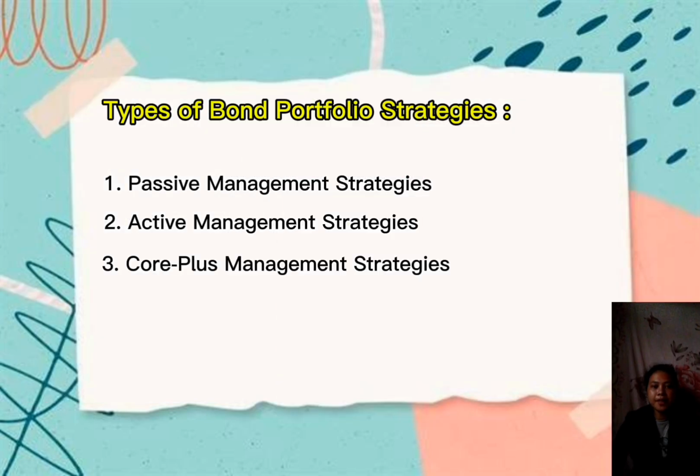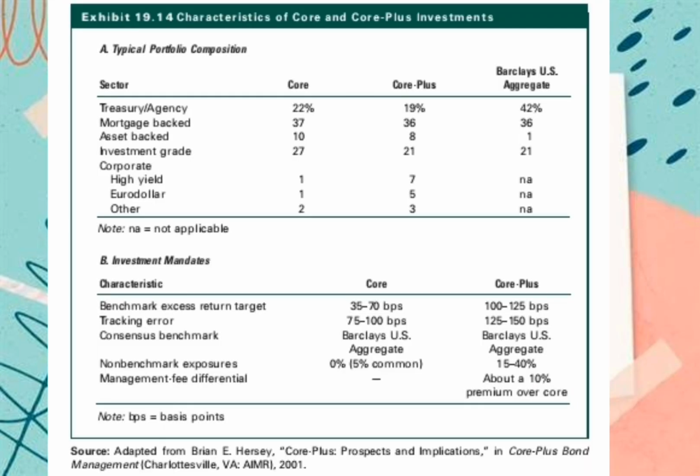Core Plus management strategies involve maintaining a core bond portfolio of high quality, low risk bonds while also adding a smaller allocation of higher risk, high return assets such as high yield or emerging market bonds to enhance overall returns. This approach balances stability with the potential for high yields, allowing for moderate risk-taking beyond the core but still focusing on steady income. This table compares the characteristics of core and core plus bond investment strategies.